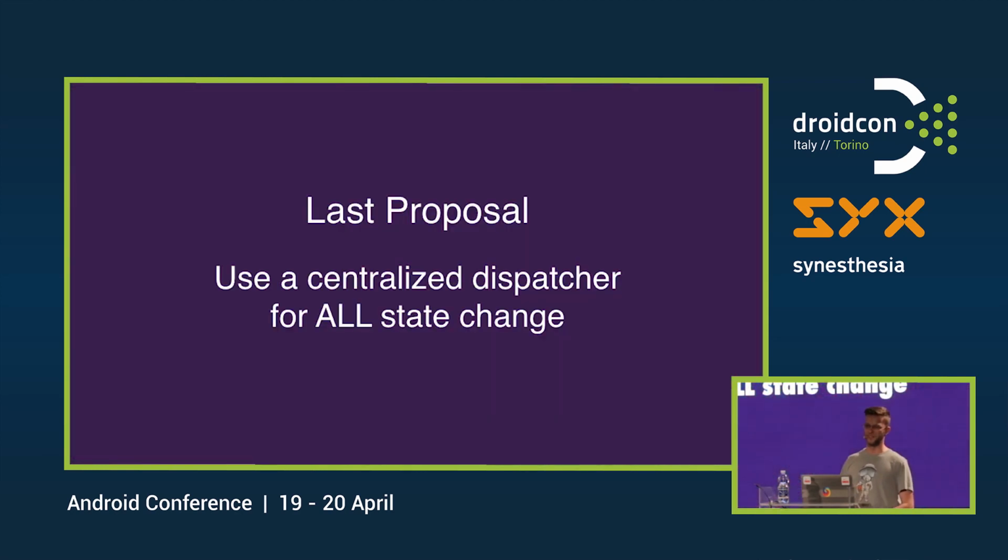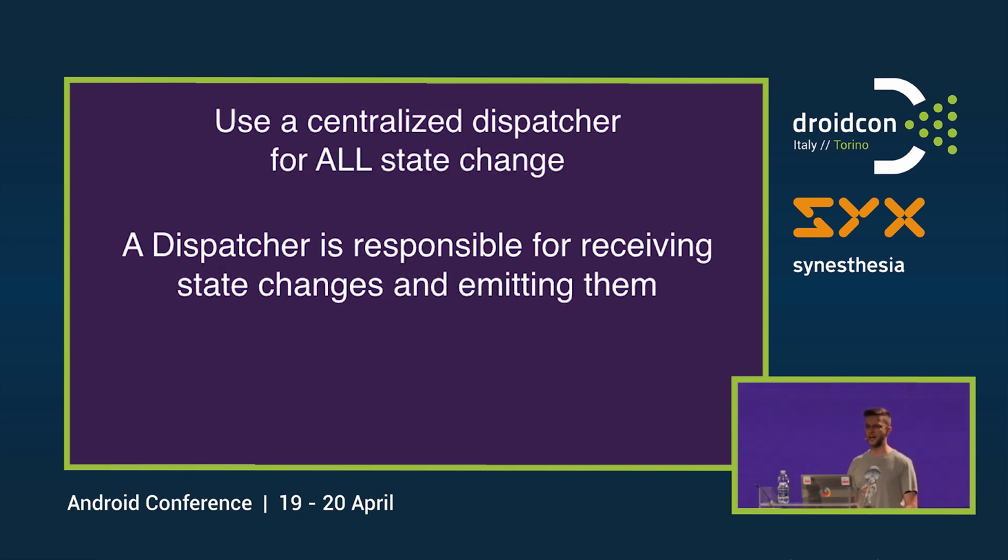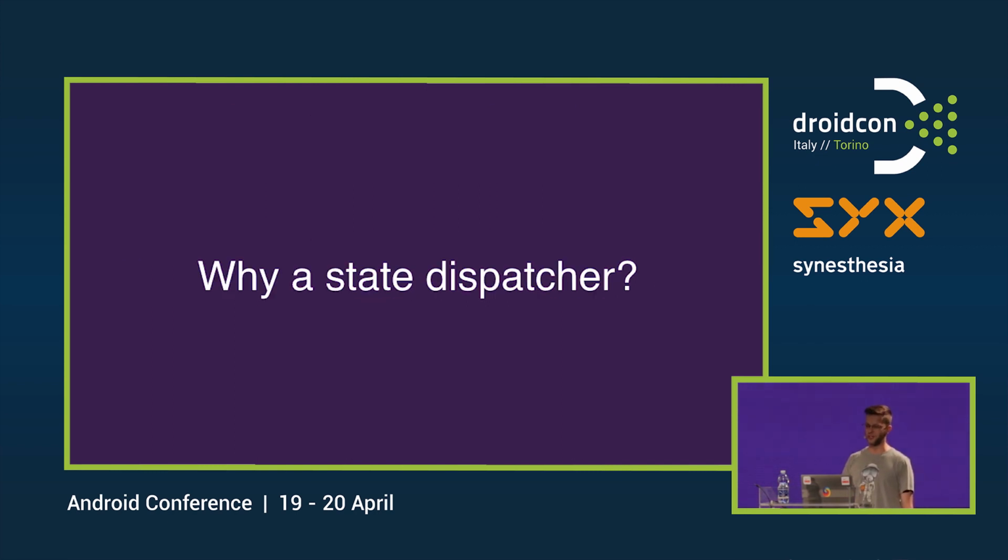So our last proposal, how I'm currently doing things. I'm using a centralized dispatcher for all of the state changes. I have this dispatcher, which is now responsible for both receiving the state changes and emitting them. But back to the question of why. I showed you that the other ways don't quite work. Why do we need a state dispatcher?